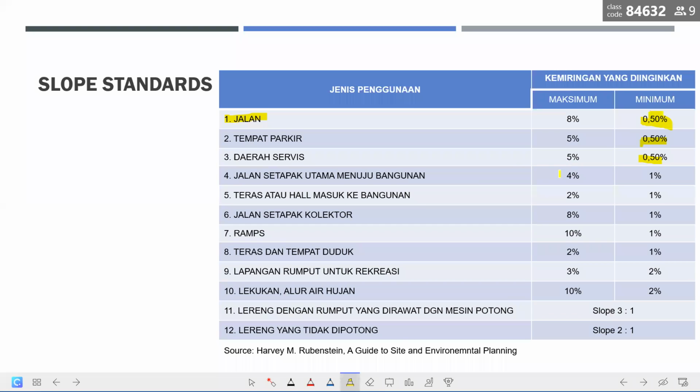So rule of thumb, make sure there is a slight slope to allow water to run off, especially for busy areas such as pathways, service areas, or other activity places.